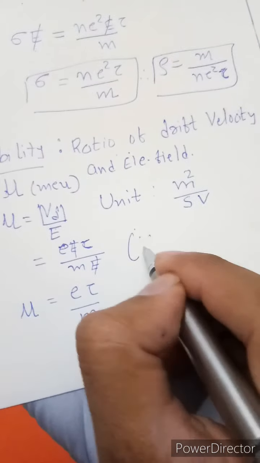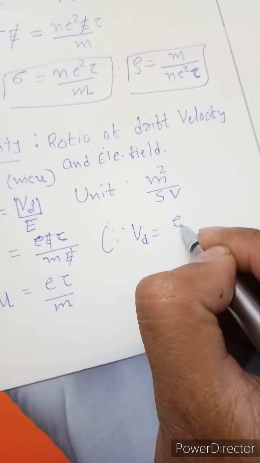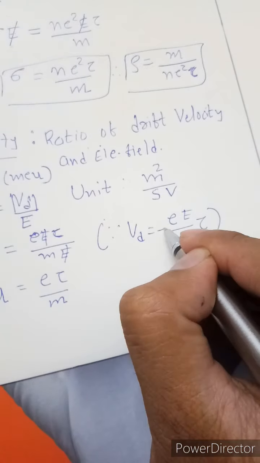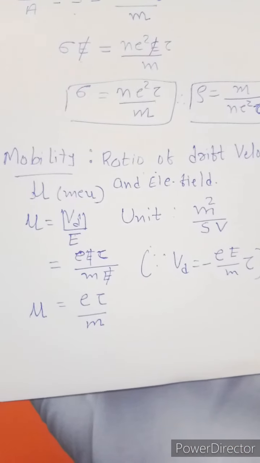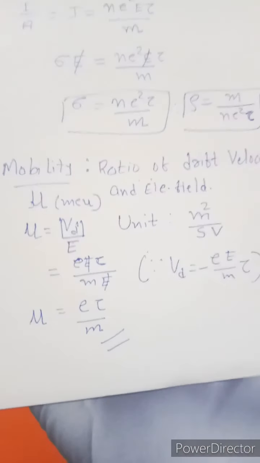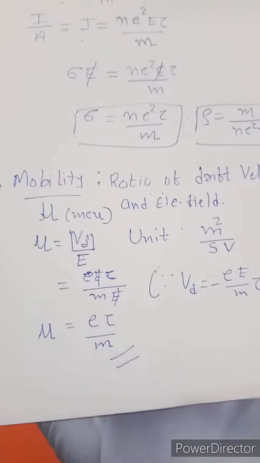Here Vd = eE/m into τ with a negative sign. Okay, this is the formula to find mobility, and the formula is eτ/m.